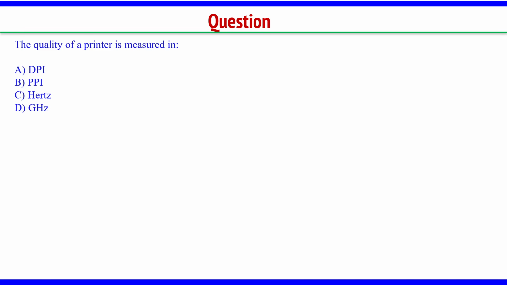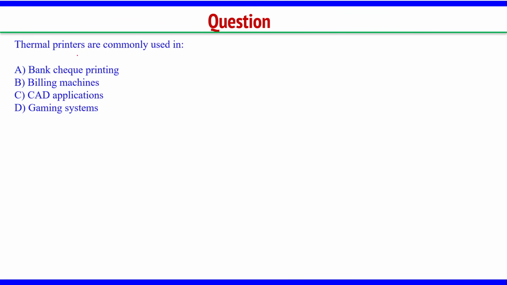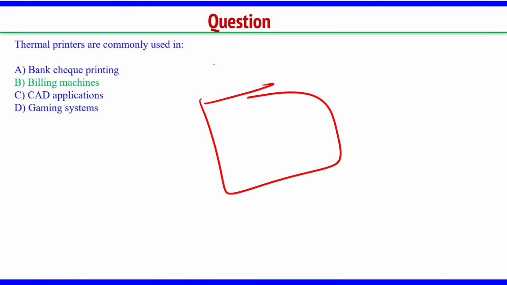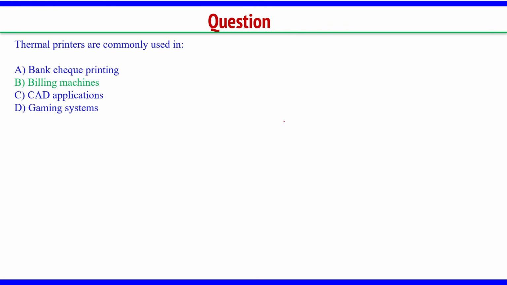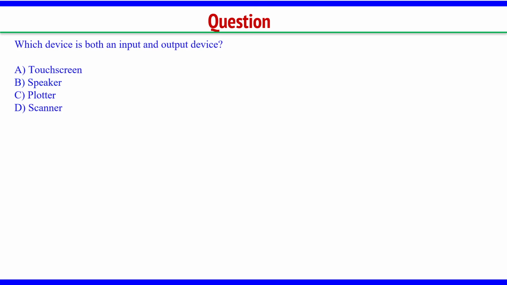Then comes, the quality of a printer is measured in, I think this is very easy, DPI, dots per inch. Thermal printers are commonly used in, where do you use thermal printers? In shops, if you see, they have a small box where a small slip comes out, no? This is the thermal printer to print small bills. Let's say you go to some shop where they give you a rectangle shape bill. It is based on thermal printers, right?